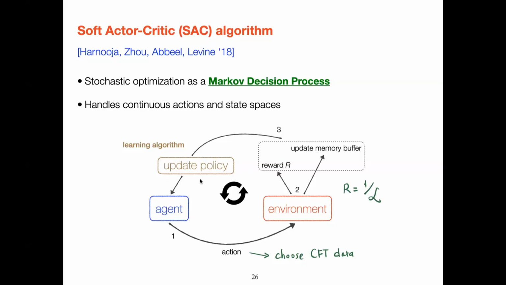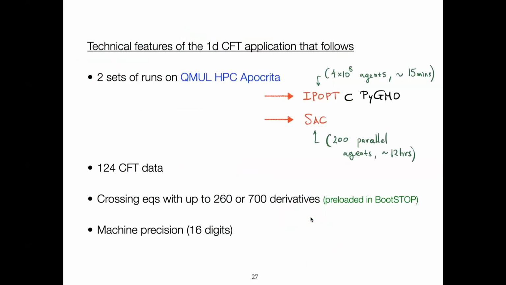So where do neural networks come in? The neural networks come in basically inside this black box here, where they're used as function approximators to approximate the value of your state or the probability distribution of your policy. And this goes around and around, and as you go inside the environment of the CFT data, you learn the landscape and you optimize.